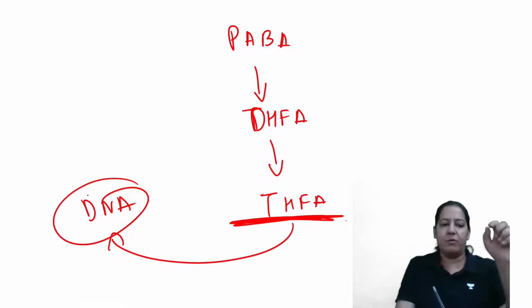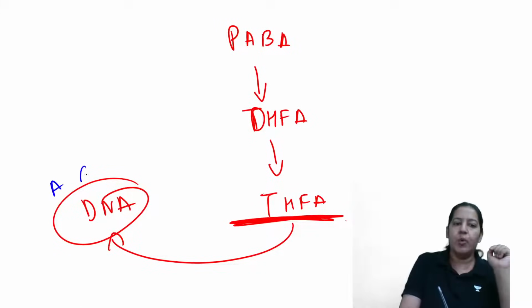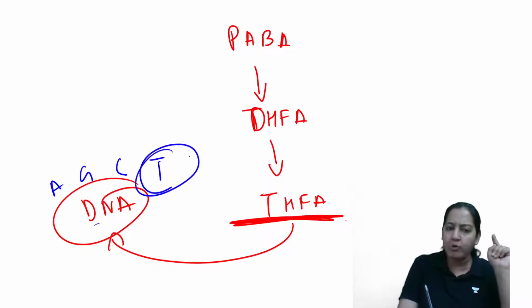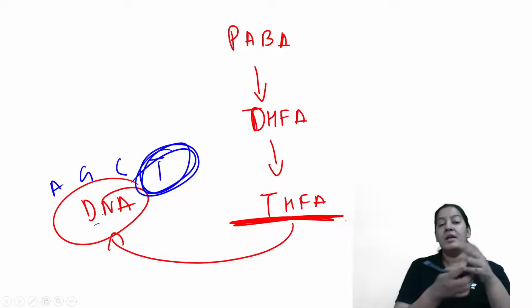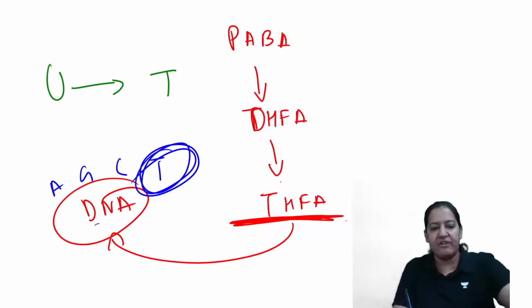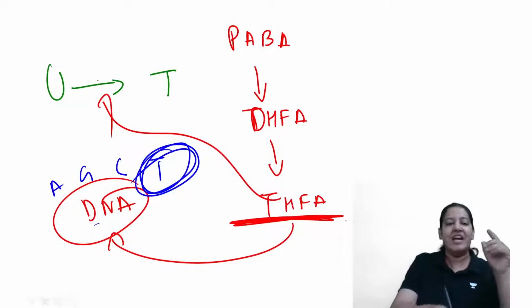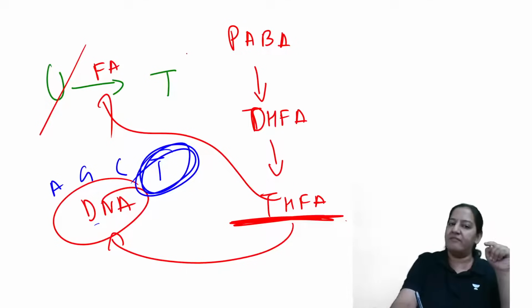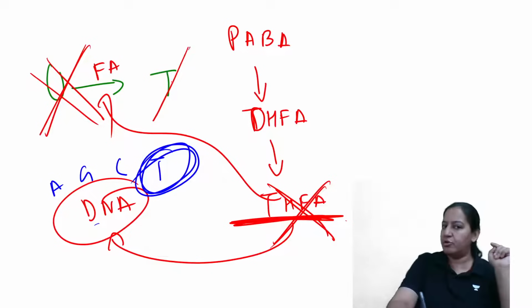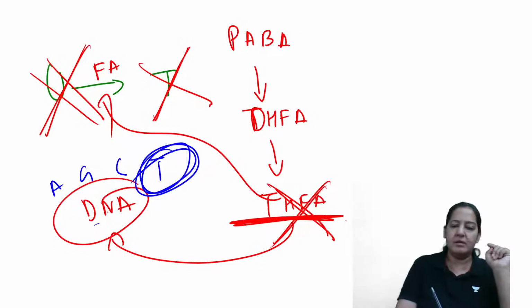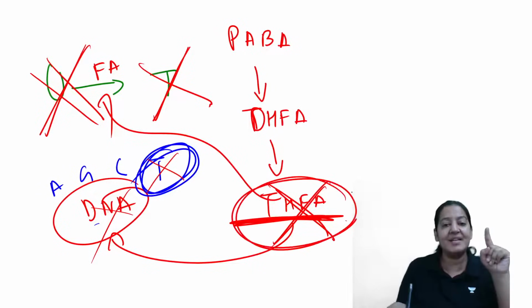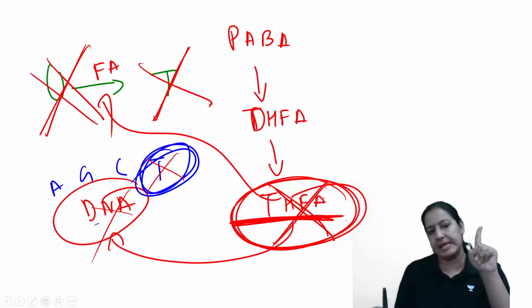So DNA has four things inside it. What are the four things present in DNA? Adenine, guanine, cytosine, and thymidine. DNA is made up of these four nucleotides. Have you ever thought how thymidine is formed? Thymidine is formed from uracil. Uracil gets converted to thymidine, and for this conversion you require folic acid. If folic acid is present, uracil will get converted into thymidine and DNA can be formed. If folic acid is absent, uracil will not convert into thymidine, and DNA will not form. So folic acid is required for thymidine synthesis in DNA.